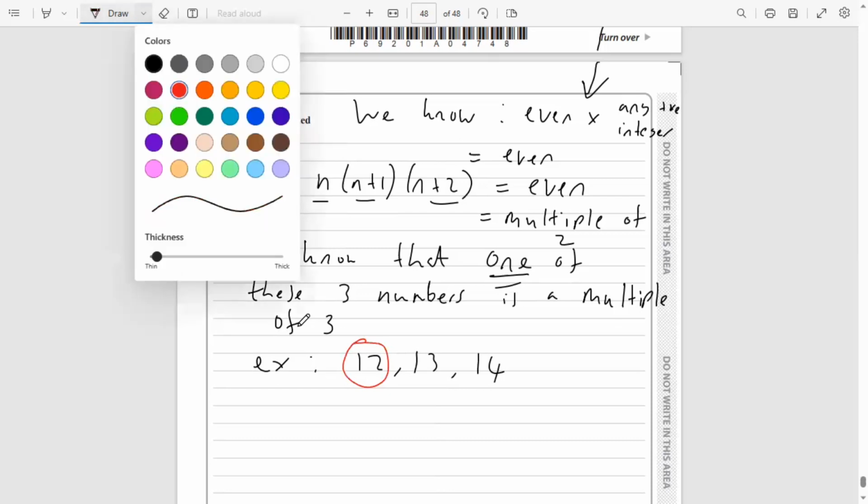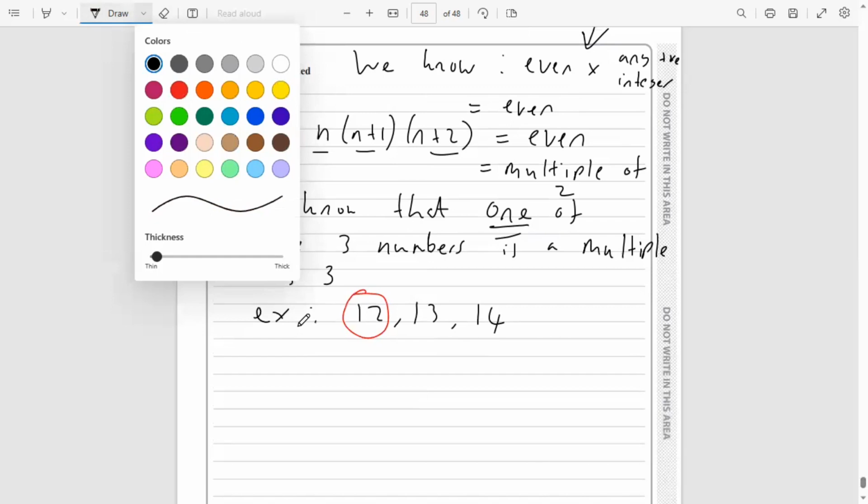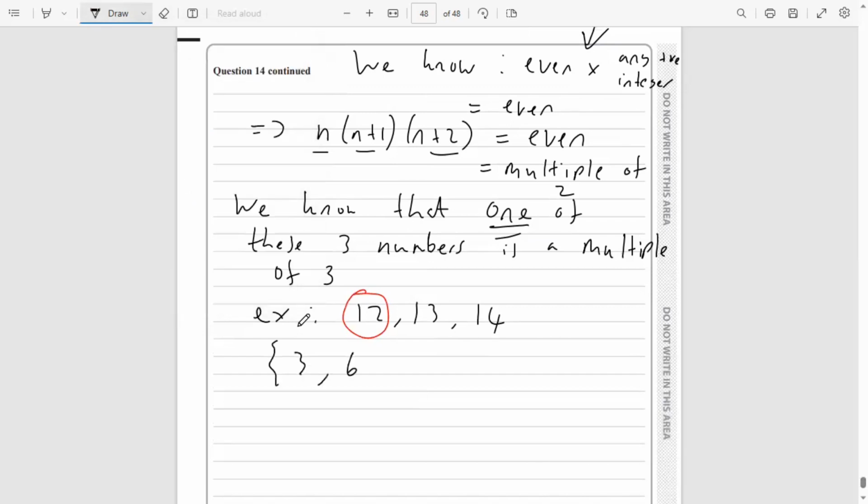Now, how do we know that? Because of the 3 times tables, multiples of 3: 3, 6, 9, 12, and so on and so on. Multiples of 3 appear after every 3 numbers. So after every 3 positive integers, you get a multiple of 3. So if you pick 3 consecutive integers, one of them is definitely going to be a multiple of 3, just because of the fact that multiples of 3 occur every 3 integers.